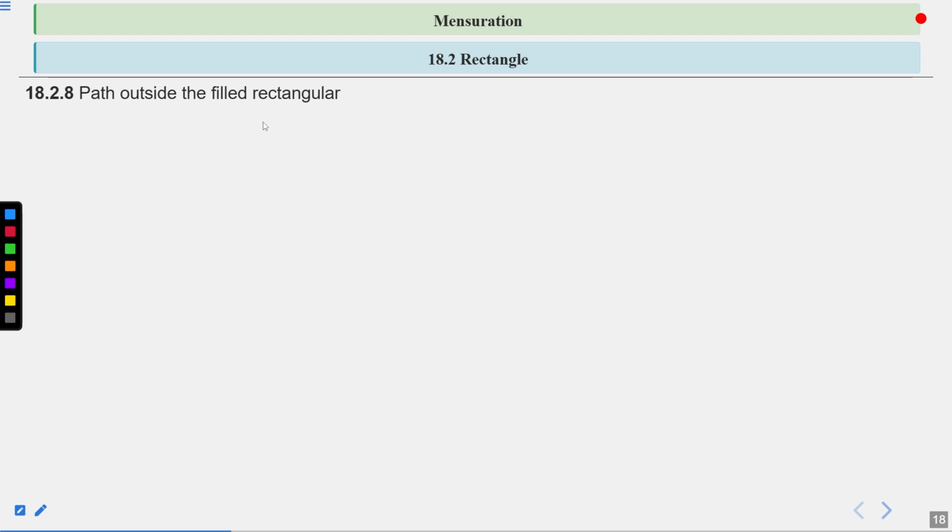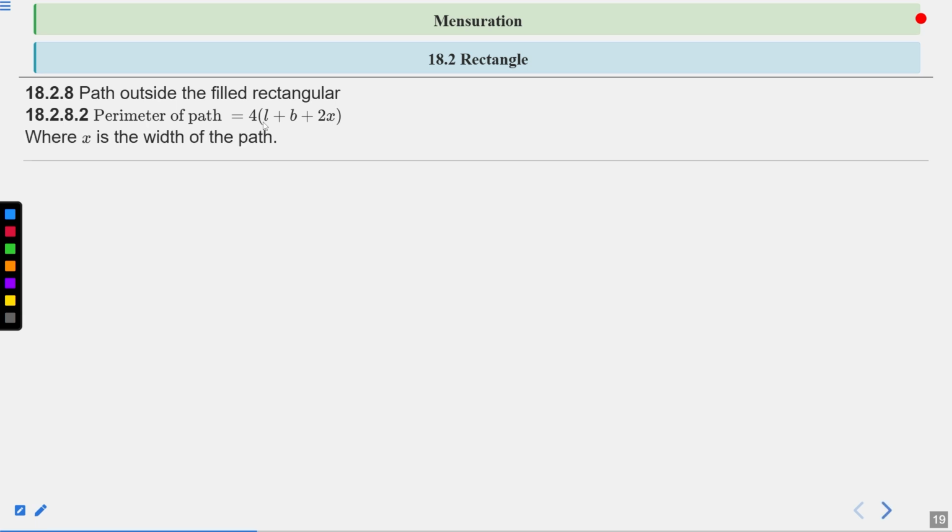Path outside the rectangular field. So the area of the path will become 2x times (L plus B plus 2x), where x represents the width of the path. Now, path outside the rectangular field. So the perimeter of the path will become 4 times (L plus B plus 2x), where x is the width of the path.